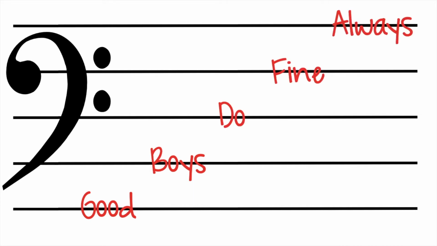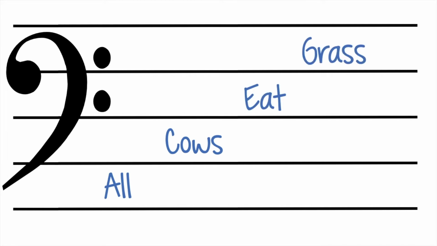We are going to talk about the bass clef again. Last time that we had our music lesson, we talked about the bass clef and how the lines and spaces are different from the treble clef. So for the bass clef, our bottom line is a G, and our new sentence is good boys do fine always. Our spaces start with the letter A, so our sentence for the spaces is all cows eat grass.